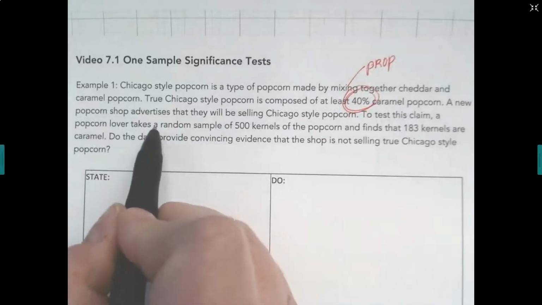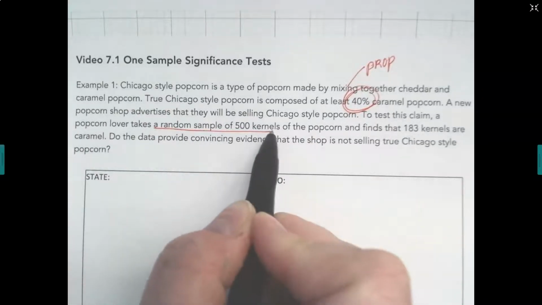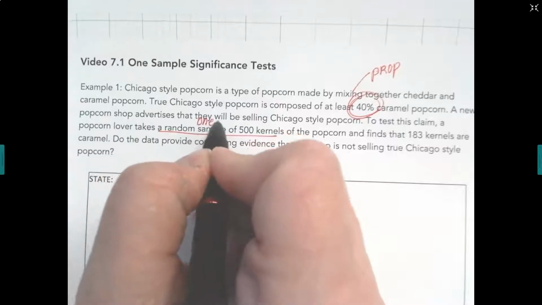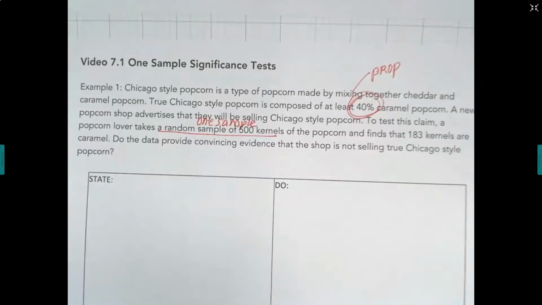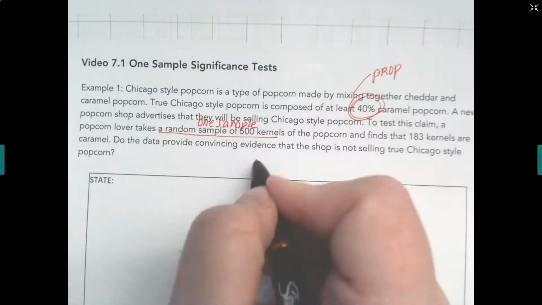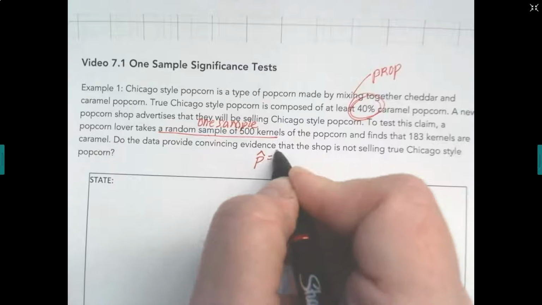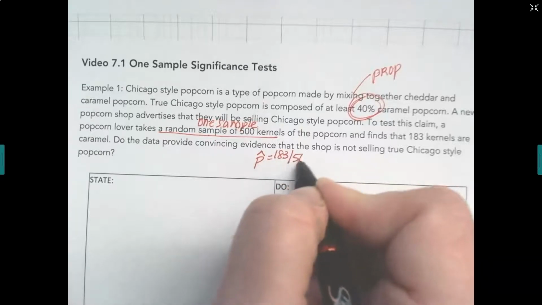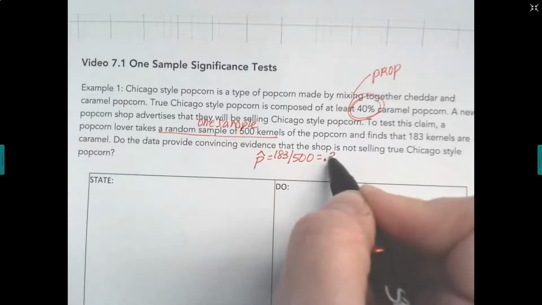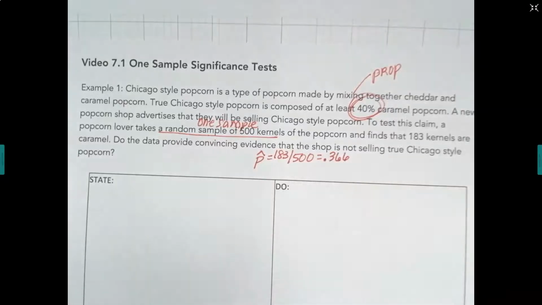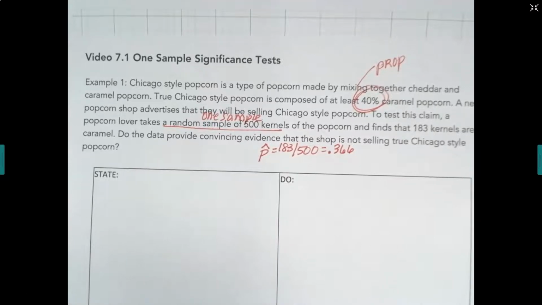They say they take a random sample. That helps us know that this is one sample. And then the person goes on to say they found 183 out of 500 kernels were caramel. It's a p-hat. So we had a p-hat of 183 out of 500, which gives us, when you do the division, 0.366. That's all the calculator says. You need to use all three of those digits when you're doing your work through here.